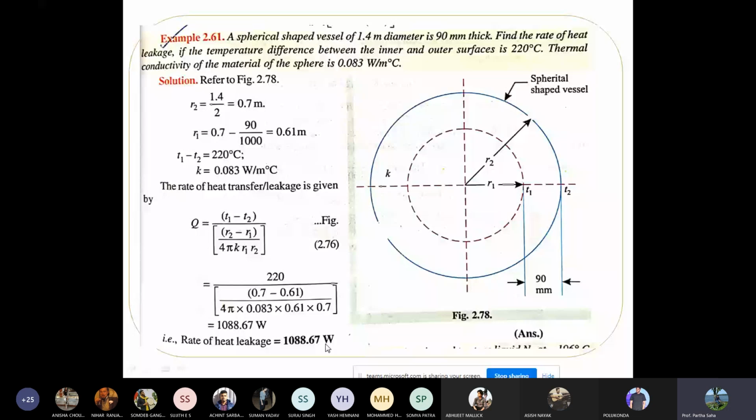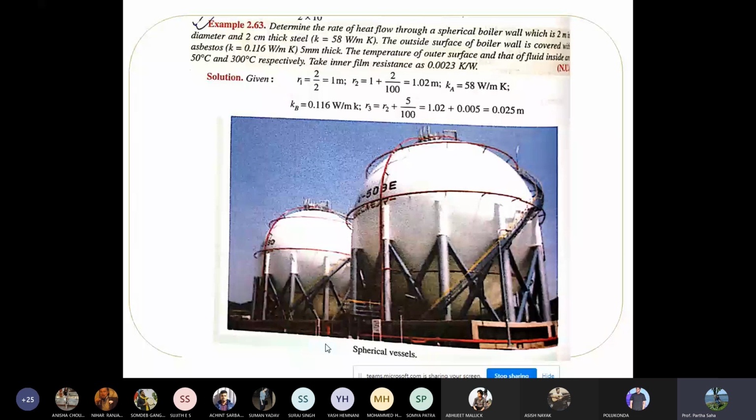Another problem, it's a semi-heavy. Determine the rate of heat flow through a spherical boiler. You can see it's a spherical boiler. The boiler wall is 2 meter in diameter and 2 centimeter thick steel, with thermal conductivity 58 watt per meter Kelvin.